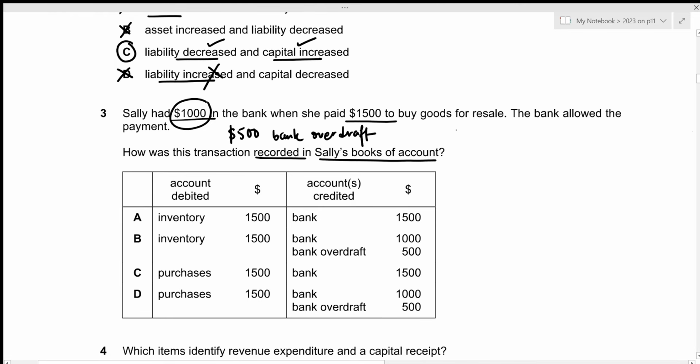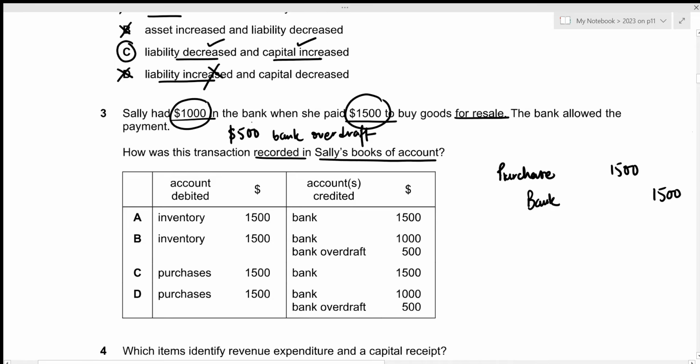Okay, so the first thing that Sally did was bought goods worth 1500 for resale, right? So we're talking about purchase in this case, and purchase is always recorded on the debit side. So the purchase was made of 1500, and this purchase was funded by the bank account for Sally's business, right? So bank will have 1500. That's the transaction we're looking for.